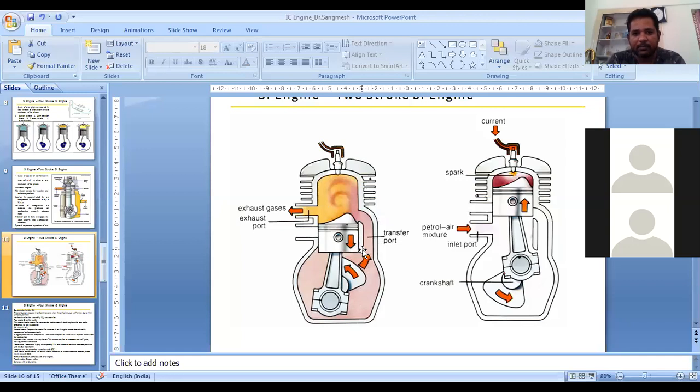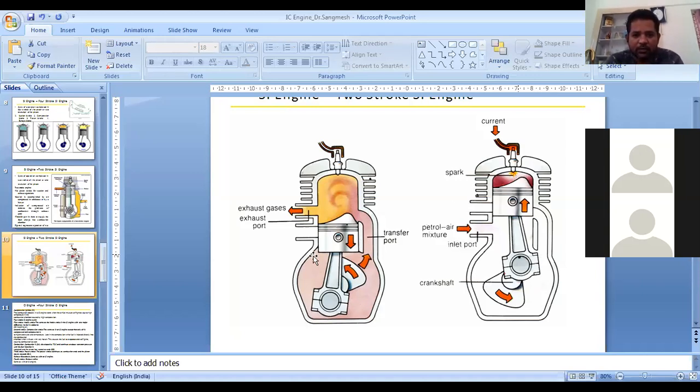Here, in the previous four-stroke SI engine, the fuel and air mixture was not supposed to enter the crankcase. That's how it was designed. But here the fuel and air mixture is drawn initially into the crankcase, and then it transfers to the cylinder. So this is how the arrangement works, right?